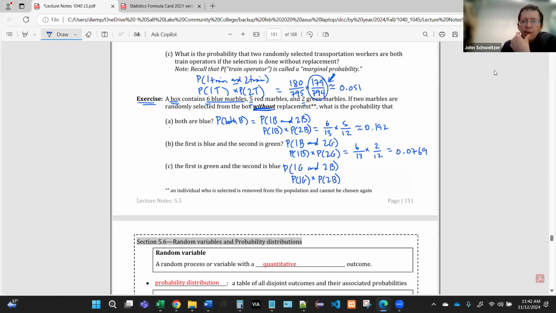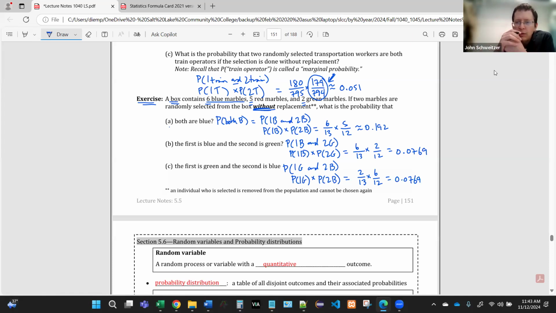So the probability that the first one is green is 2 out of 13. And then the probability that the second is blue is 6 out of 12, right? And so we see it's the same. It should be the same number. With multiplication, order doesn't really matter, so we can swap those two numerators, and we end up with the same probability. So if you were thinking just intuitively that it should be the same, well, you were correct.